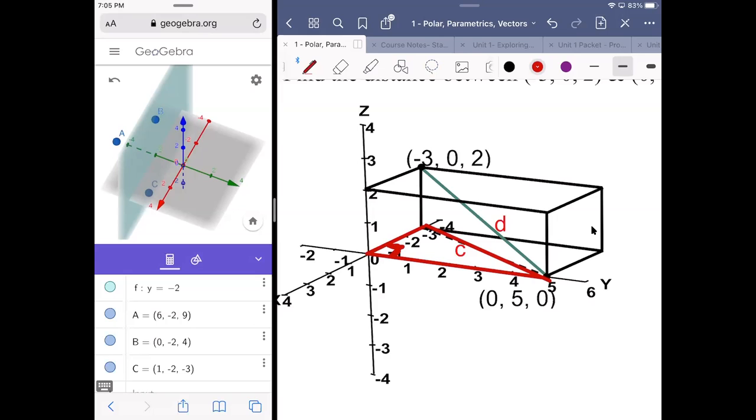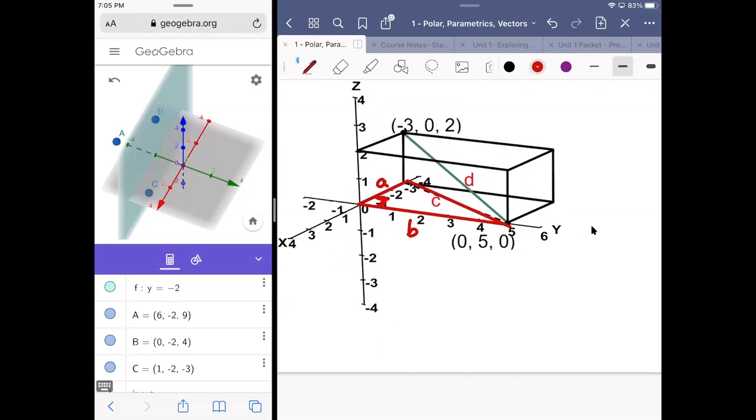What you're doing is you're imagining that you're taking a top-down view from the z-axis, looking down upon the xy plane. And if you were to do that, that's what you would see. You would see a nice right triangle, and then that right triangle is going to have sides. Right, those sides would be A, B, and C. All right.